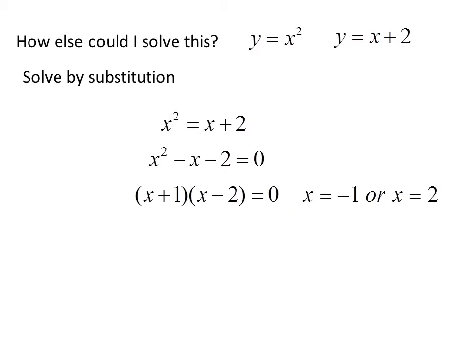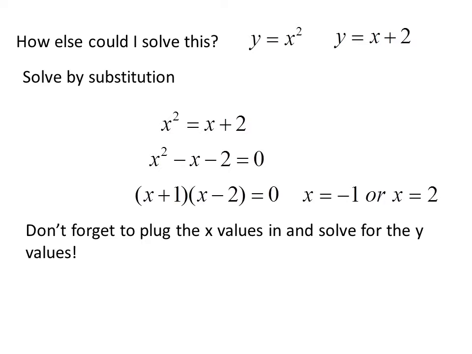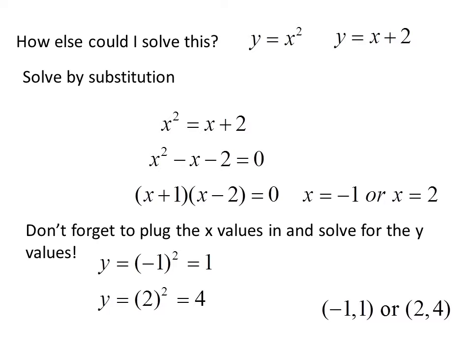So now I know that x equals negative 1 or x equals 2. But don't forget to plug these values in and solve for your y values. So many times students forget to do that extra step. Remember, your solution is an xy. It's an ordered pair. So if I plug x equals negative 1 into the first equation, I will get y is 1. And if I plug 2 in, I get y is 4. So my solution to this system of equations is negative 1, 1 or 2, 4, just like we saw when we graphed it.